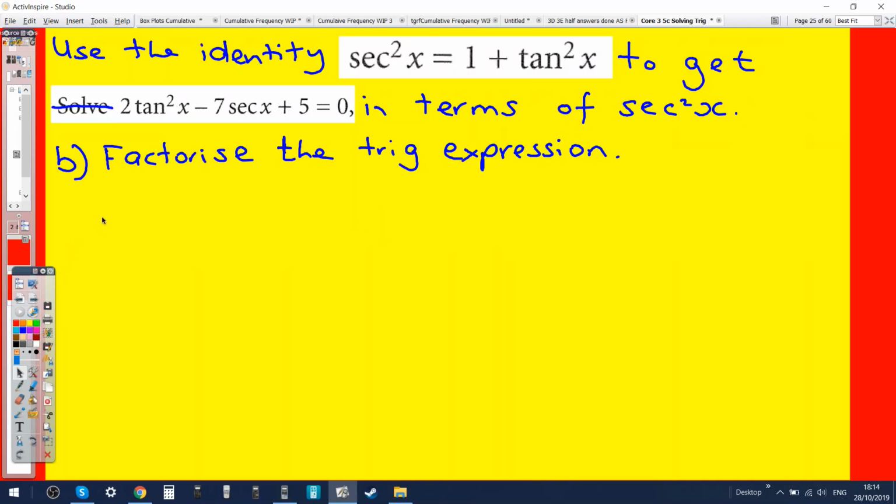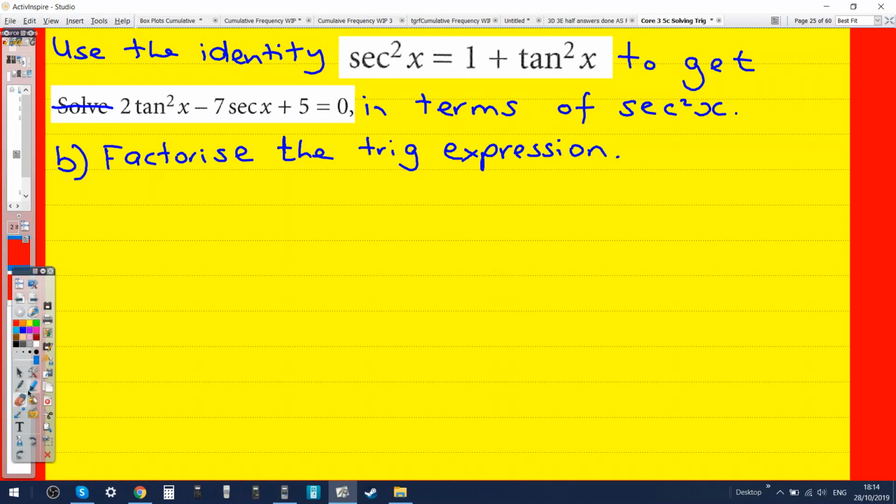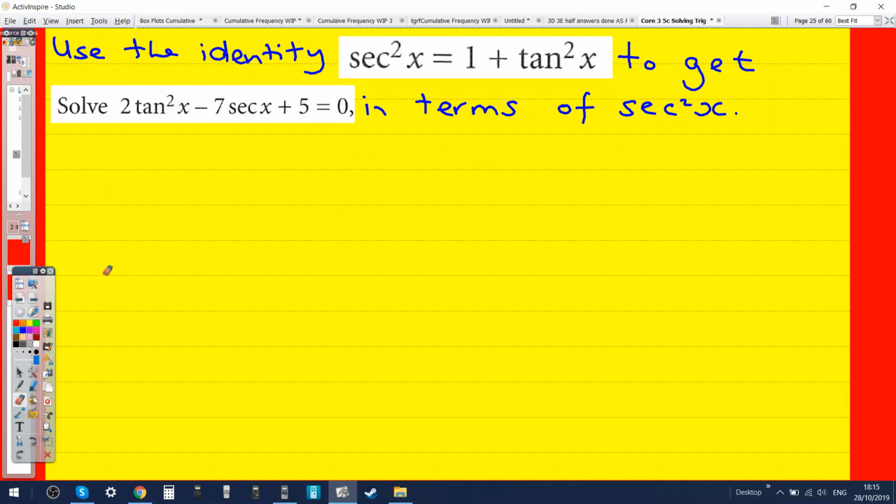So this one, how do we solve this? 2 tan squared x minus 7 sec x plus 5 equals 0. You would sec is 1 over cos, right? Yep. So you could do 2 tan squared x minus 7 1 over cos x plus 5 equals 0. Okay, so you have a mixture of tan and cos. What do you do about that? You change tan into sine over cos. Okay, then you have a mixture of cos squared and cos and sine. I'm not too sure. Use this identity up here to get either everything as tan and tan squared or everything as sec and sec squared. Okay.